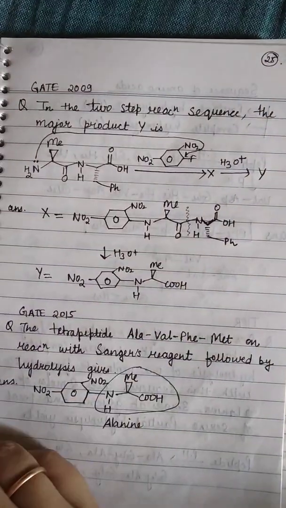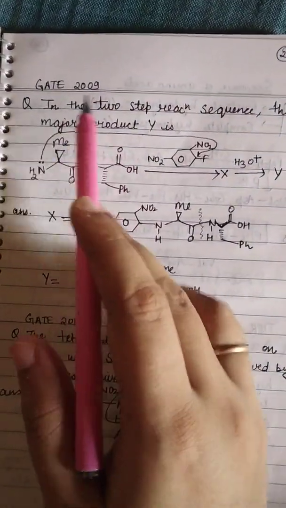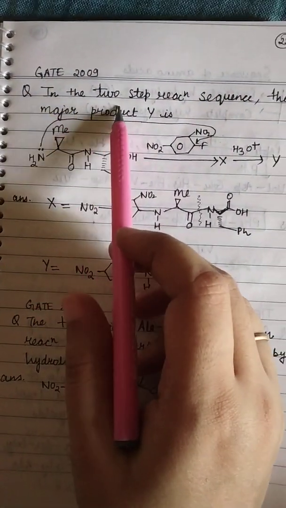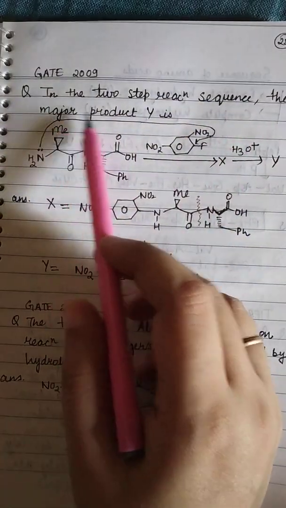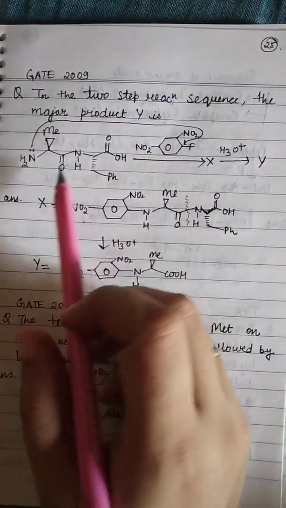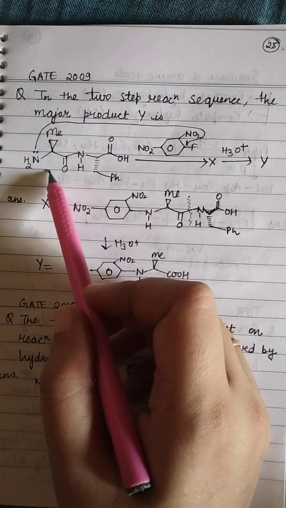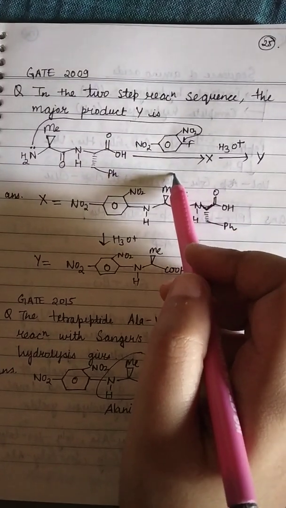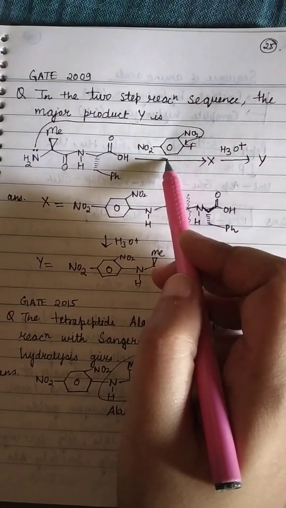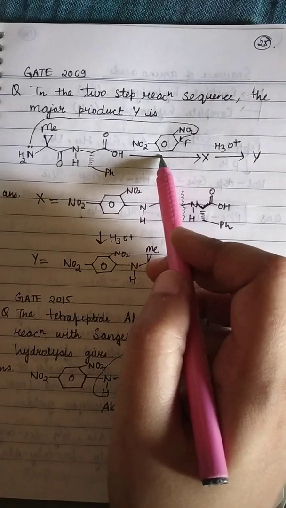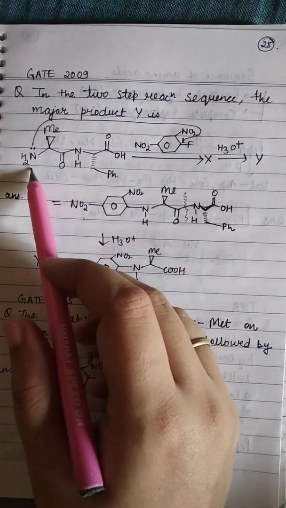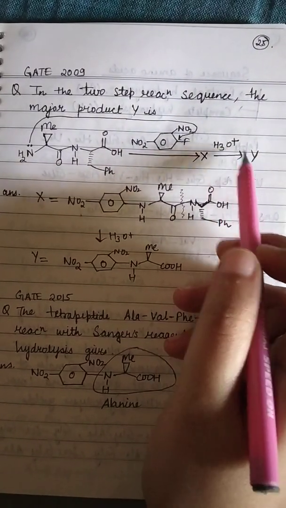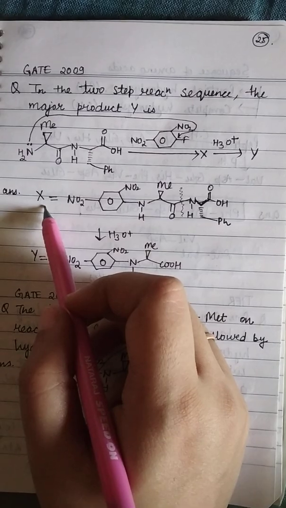a specific color. Okay, so based on this, in GATE 2009 there was a question that in the two-step reaction sequence, the major product Y is, so this was the reaction sequence in which this is the peptide, right? And they had added this Sanger's reagent, 2,4-dinitrofluorobenzene. It is added to this, so we'll get X product, and then when it is hydrolyzed we get Y product. So what will be the X product?